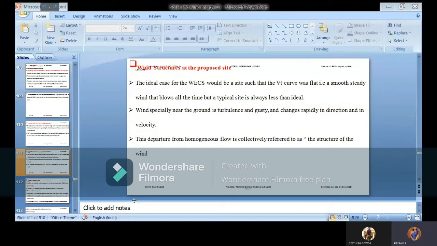The ideal case for the WECS would be a site such that the VT curve is flat, in the sense, what it says.